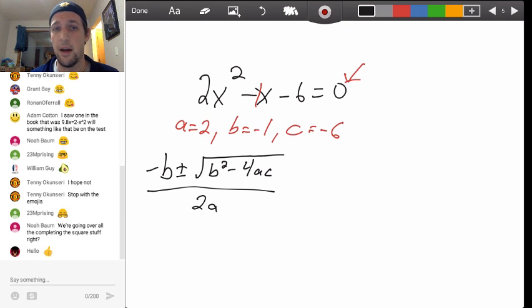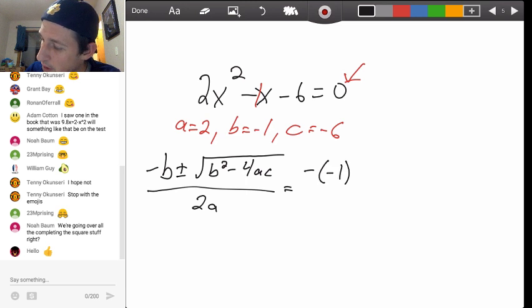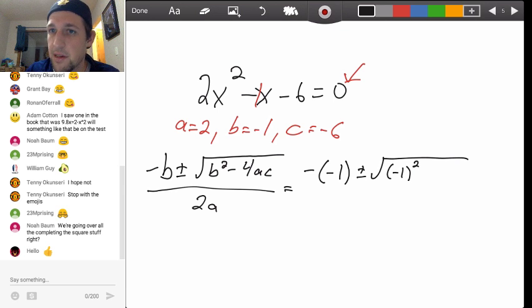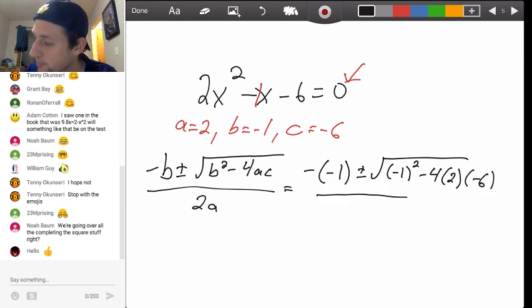So plug those into your formula. And again, as I showed you in class, I like to use parentheses around wherever I am plugging in numbers for variables. So everywhere I've got one of my b's, I'm putting a -1 in parentheses. Everywhere I've got my a, I'm going to put a 2 in parentheses. Everywhere I've got my c, I'm going to put a -6 in parentheses.